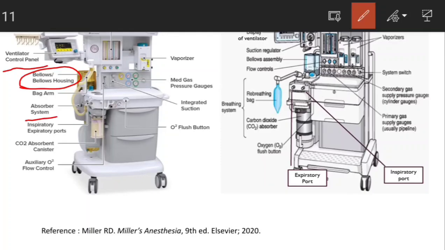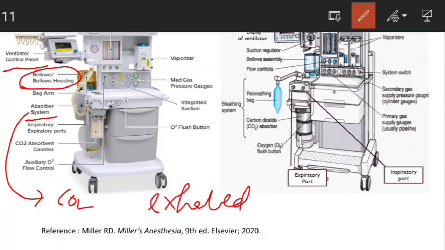Next we have the absorber system. The absorber system contains the CO2 absorbent that removes the CO2 from the exhaled air. So whatever air is exhaled, the CO2 is removed from that air so that the remaining gases can be reused.